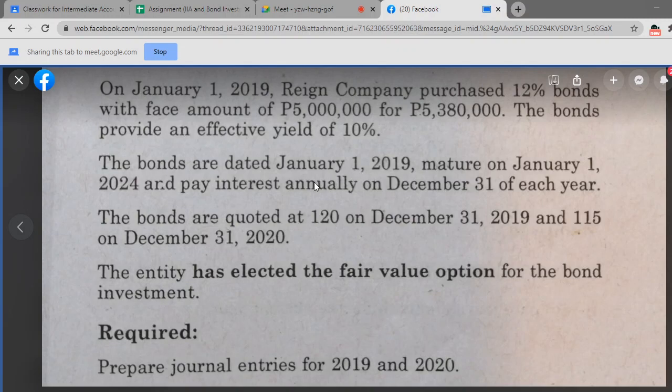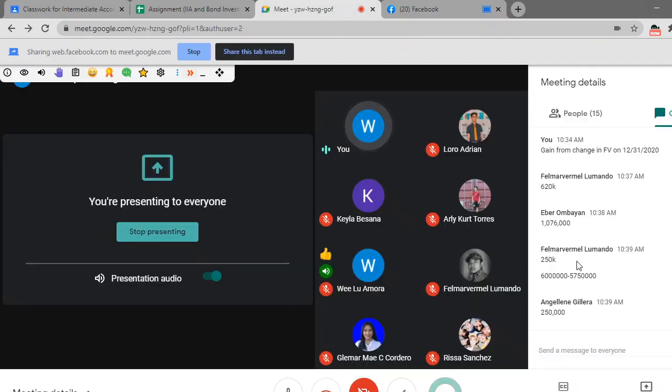Okay, the bonds are quoted on, that's 120 going to 115. Therefore, there's a change of 0.05. And the face amount is 5 million. 5 million times 0.05. It's a simple 250,000. And I guess the one who got it right first was Felmar. Yes, that's 6 million times 5.75.